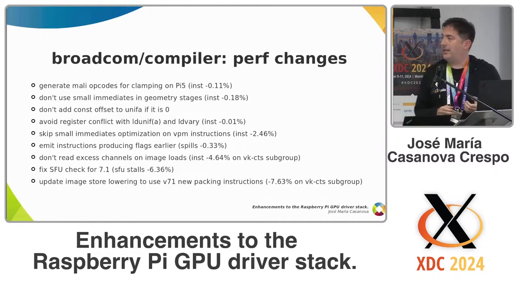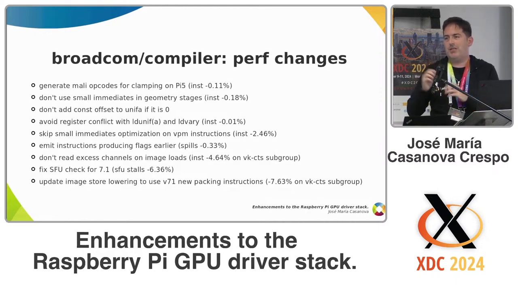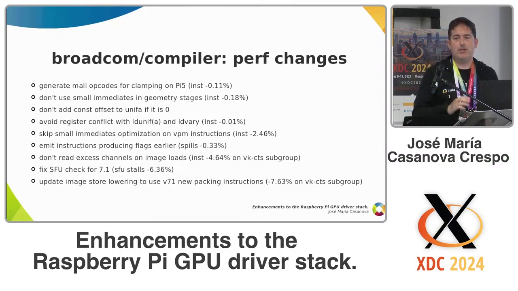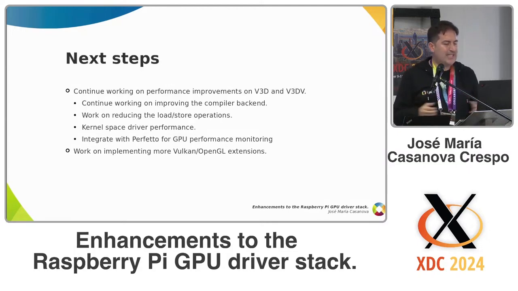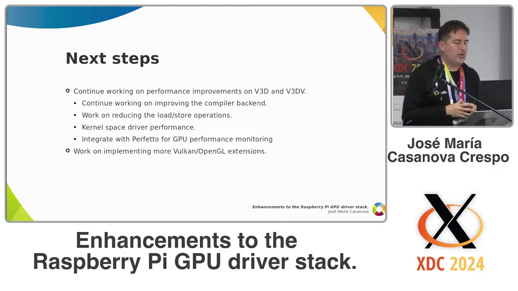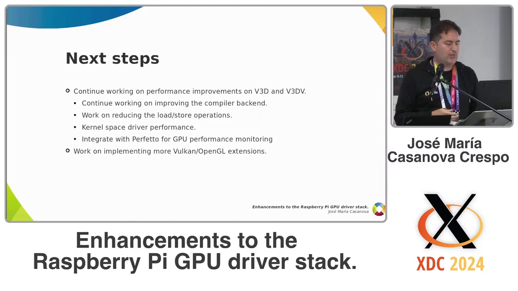In general, we see that around 20% of the performance improvement we have done in the year was related to shader optimizations at the end. And, as I would like to have some space for questions, the next steps are that we are going to continue to work mainly on performance, improving both the OpenGL and Vulkan drivers.